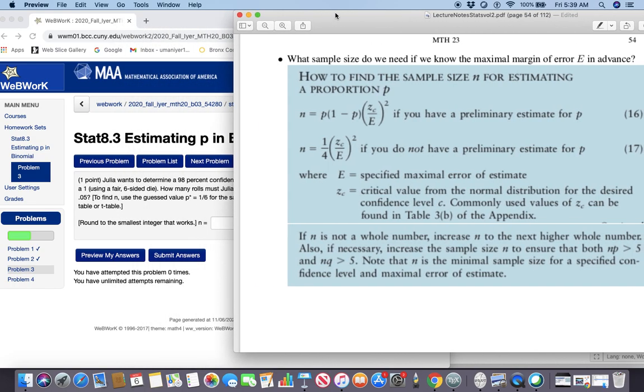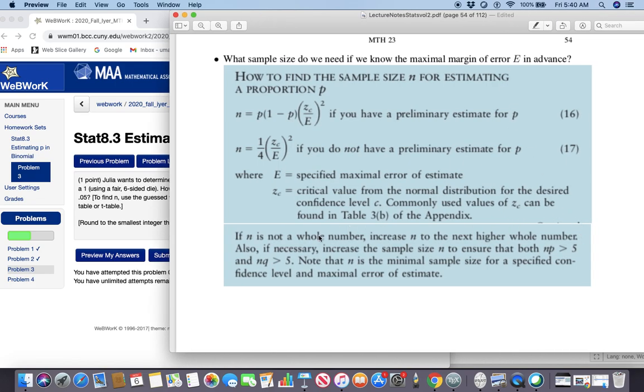Well, for estimating p, if you have a preliminary estimate for p, then that's the formula. If you do not have a preliminary estimate for p, then that's the formula. Whichever formula you use, if n is not a whole number, increase n to the next higher whole number. After you do that, increase the sample size n to ensure both n times p is greater than 5 and n times q is greater than 5. So you need to check these two happen also.